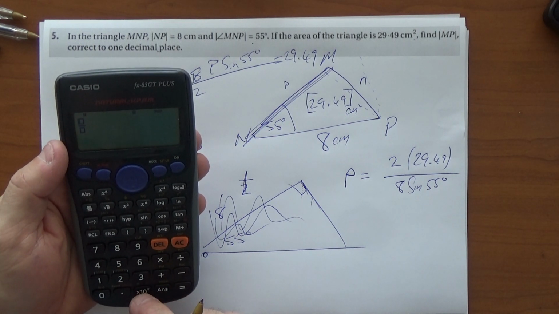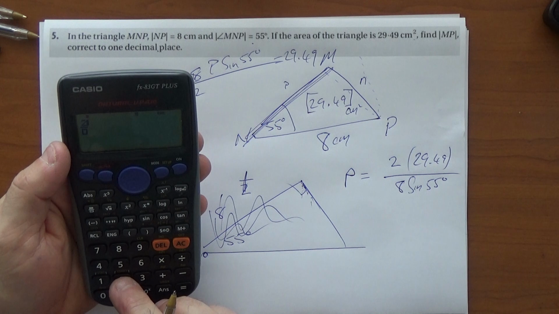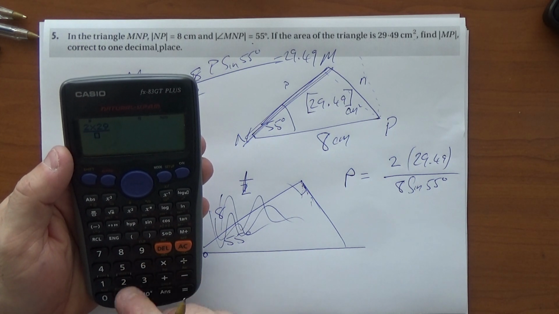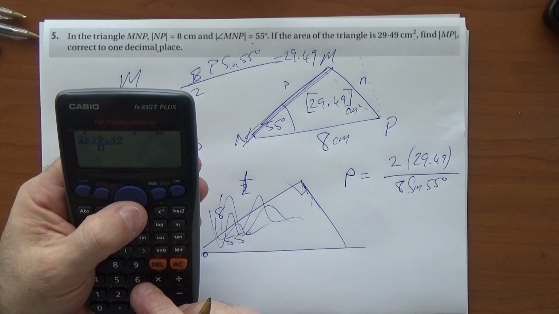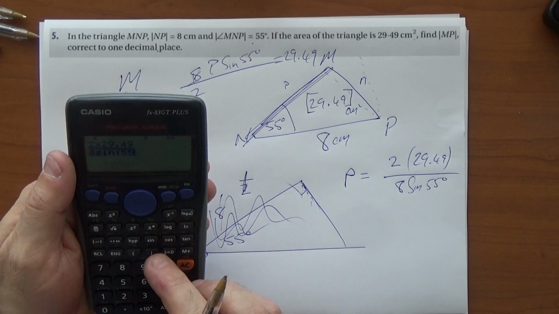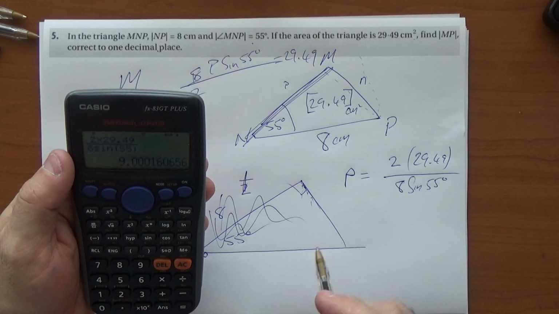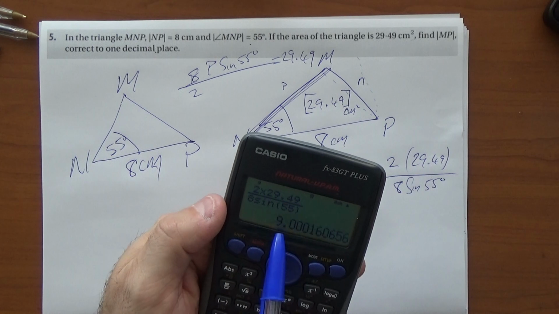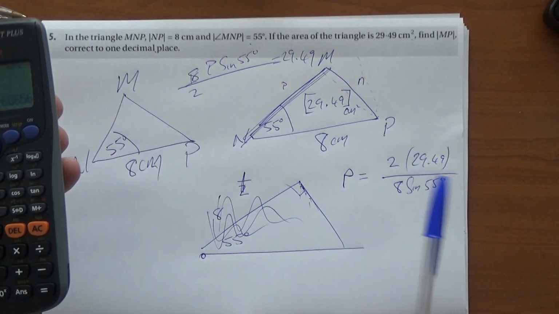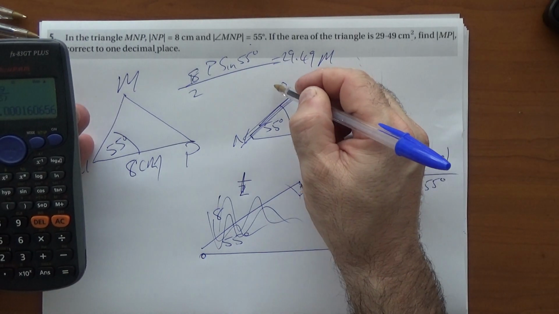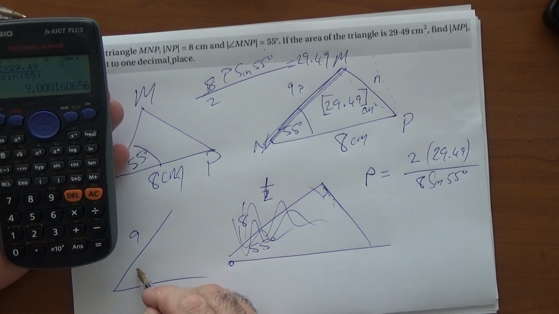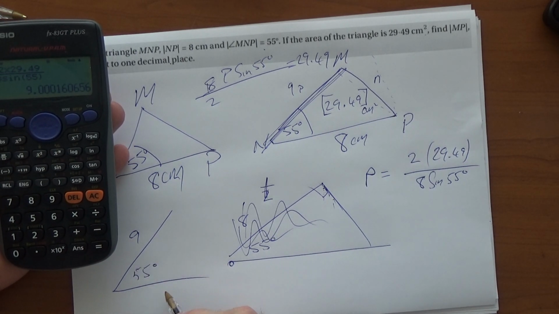We have double a length multiplied by 29.49. Downstairs 8 times the sine of 55. Okay, and whoa, it's pretty much 9. They wanted it to be 9, and they made it as all the numbers. That's why they used 29.49. So we'll call that 9. So we have a new picture now. We can redraw it if we want. 9, 55 degrees, 8.